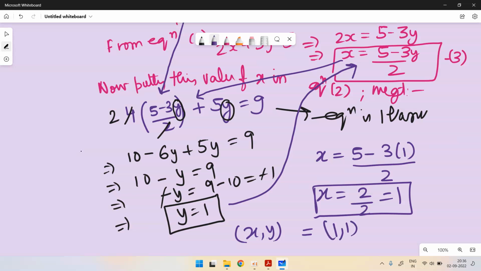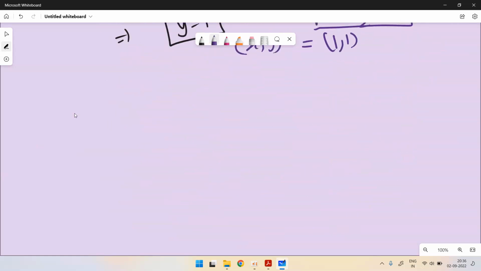And from the previous graph also, you can see that if you plot the graph correctly on the graph paper, you will definitely get the value of x and y as 1 comma 1. That is a particular solution of the pair of linear equations in two variables.